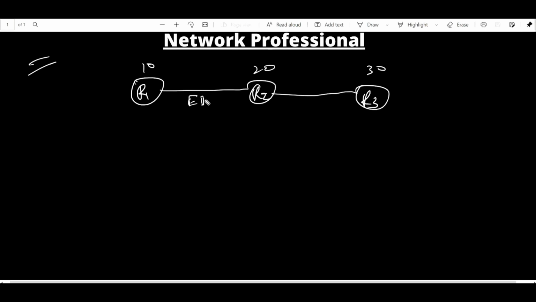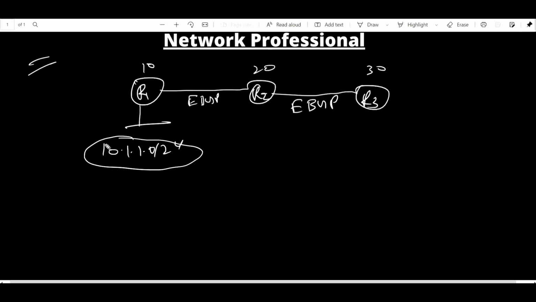So here is eBGP, and here I am running one network, 10.1.1.0/24. Once we advertise this prefix in BGP, the router will make an entry in its BGP table. We had discussed these things in the previous video. So this router will make an entry in its BGP table with a star sign and greater-than sign, which means valid and best. This is a valid route and this is a best route. Which route?